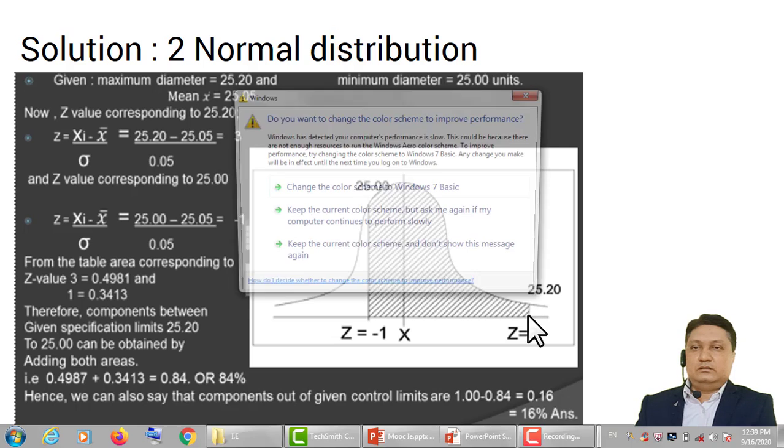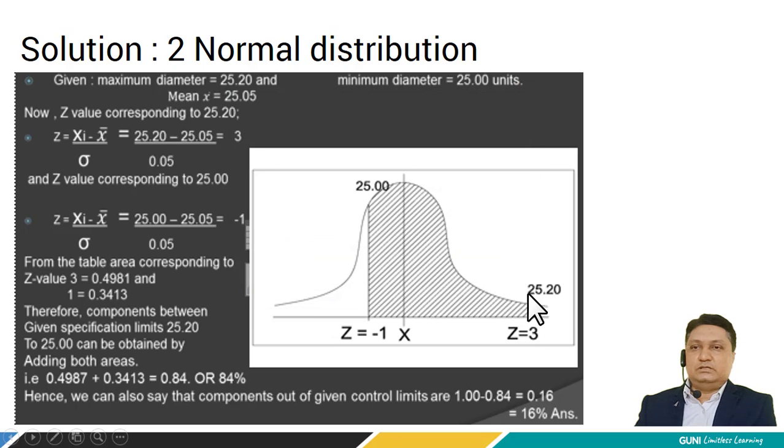So we mark here z is equal to 3 at the right side of this middle line, and the z value corresponding to xi is equal to 25, we get z is equal to -1 in the left side of this x. So if we find the z value corresponding to z is equal to 3 from the table, we get area is equal to 0.4981 and for z is equal to 1, area is equal to 0.3419.